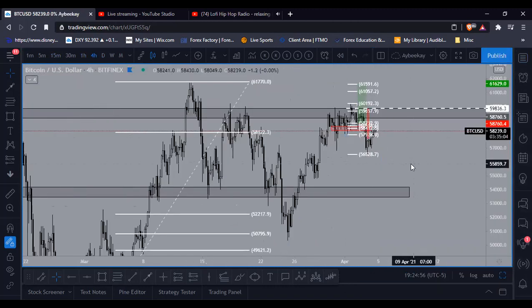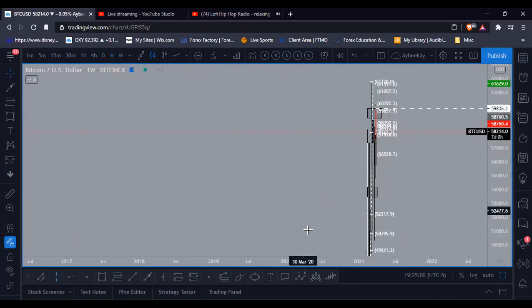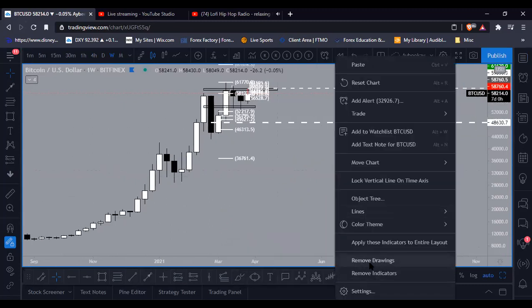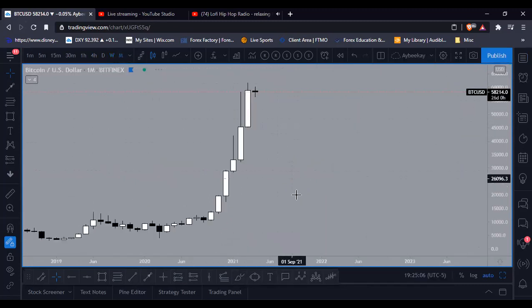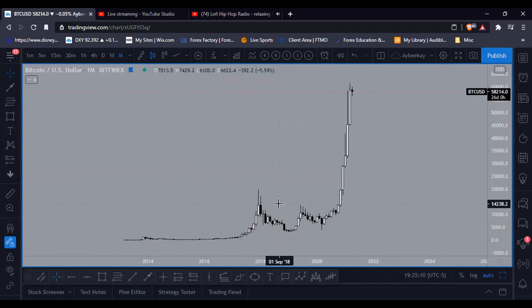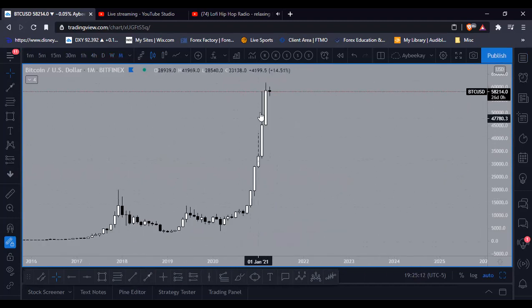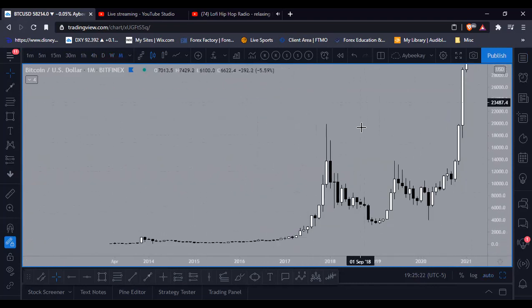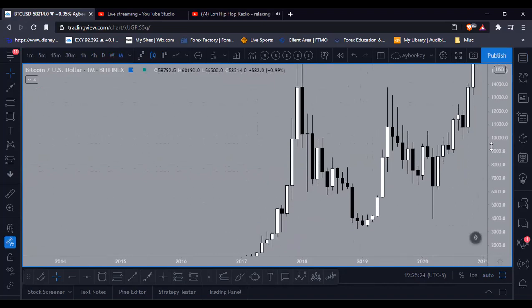Let's look at Bitcoin. Let me look at what my markup is on here currently. Nothing important? Cool. Remove drawings. All right, monthly time frame on Bitcoin. Beautiful, isn't it? Quite beautiful. Bullish 1, 2, 3, 4, 5, 6 months. Bullish for 6 months. Now let me come back over here and see something.